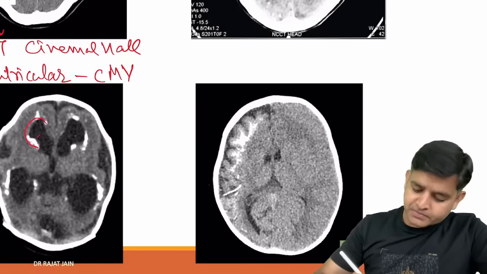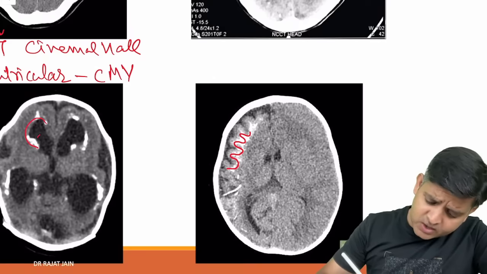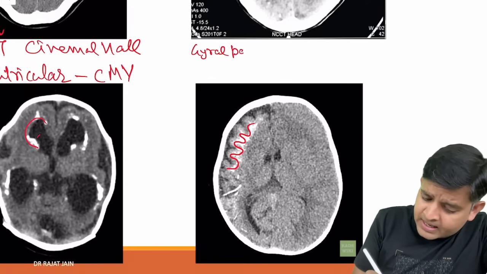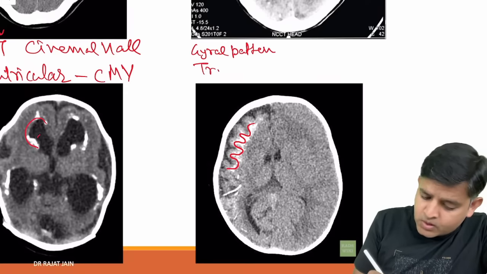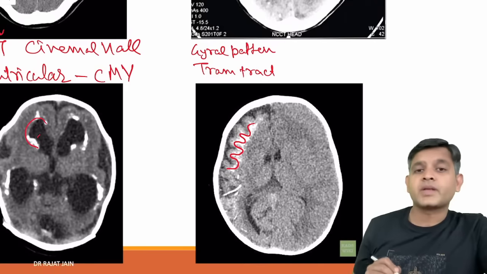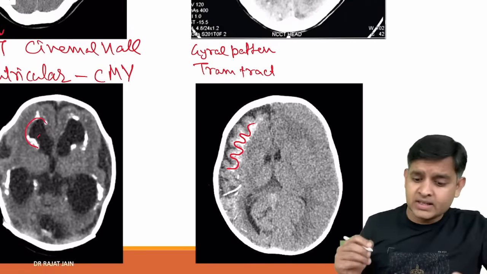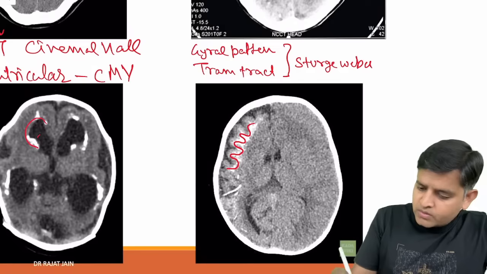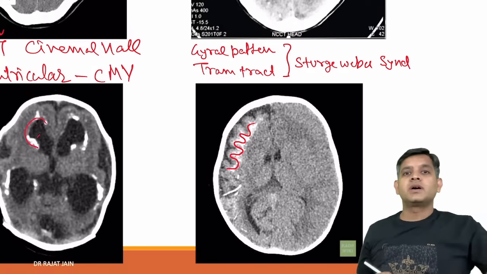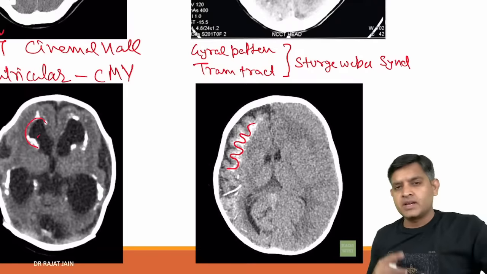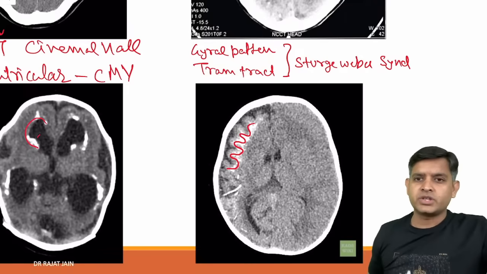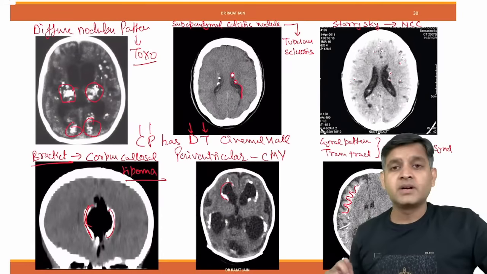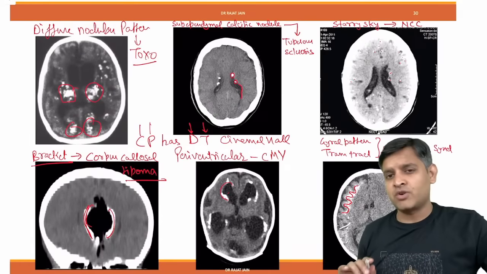And what do you see here? Calcification along the gyri, called as gyral pattern. Also called as tram track pattern, which is a feature of Sturge-Weber syndrome. Okay. So calcification pattern is a very, very important pattern that I want you to remember.